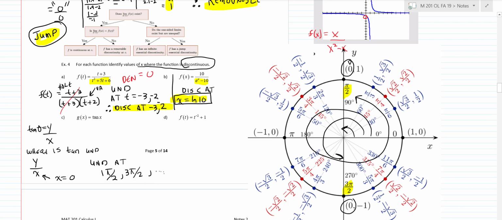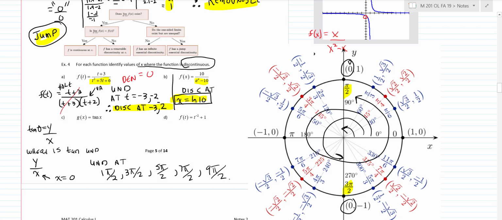1 pi over 2, 3 pi over 2. What do you predict comes after 1 pi, 3 pi, 5 pi? There we go. 5 pi, 7 pi over 2. Odd multiples of pi over 2 are where the tangent is undefined.